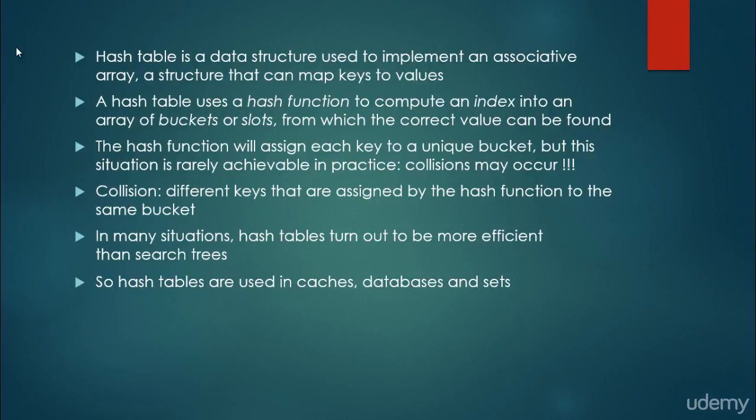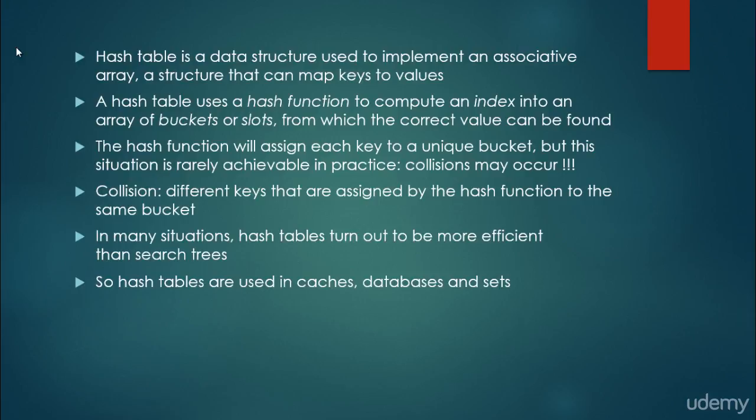The hash function will assign each key to a unique bucket, but this situation is rarely achievable in practice, and this is when collisions occur. So what is a collision? Different keys that are assigned by the hash function to the same bucket. This is a collision. In many situations, hash tables turn out to be more efficient than search trees.